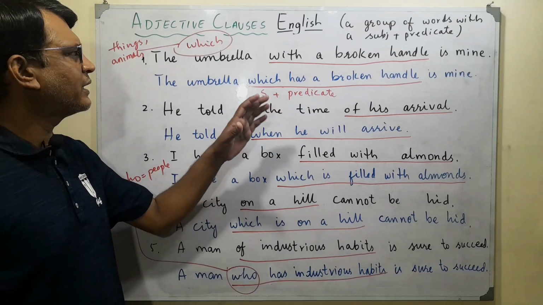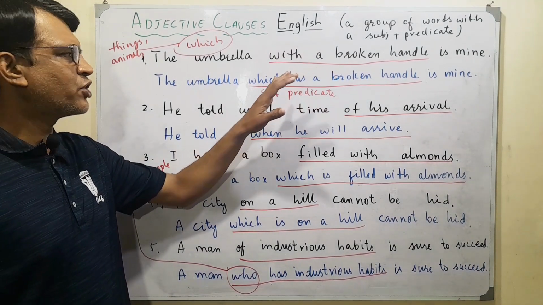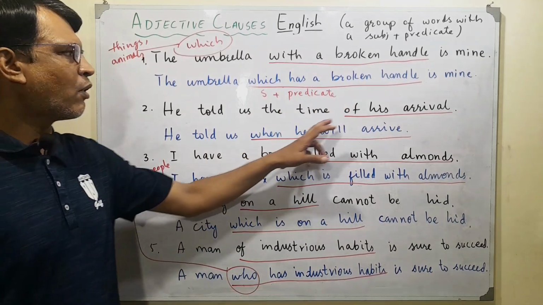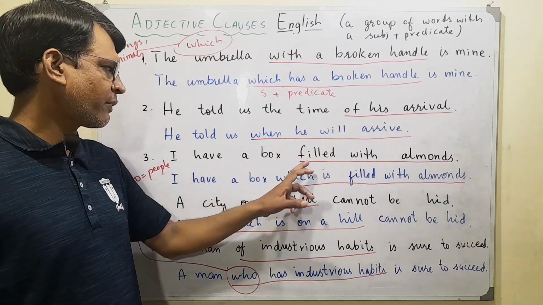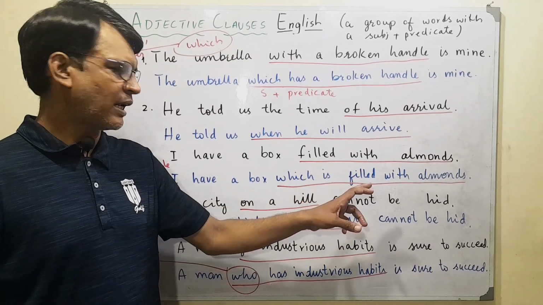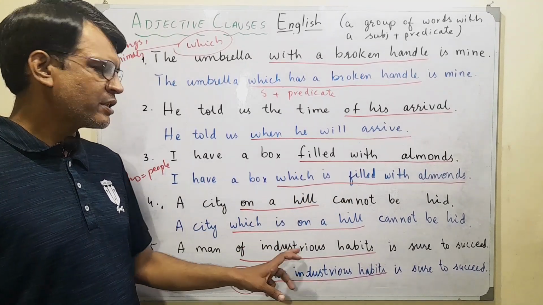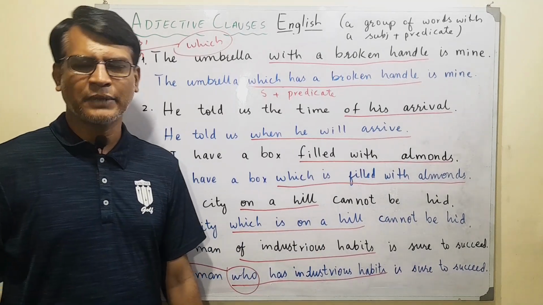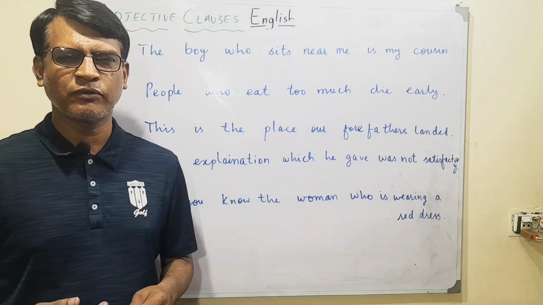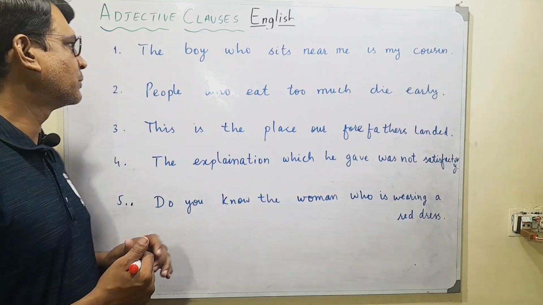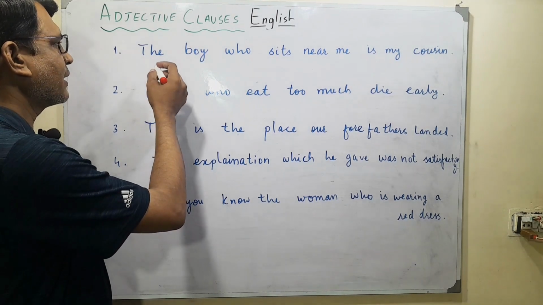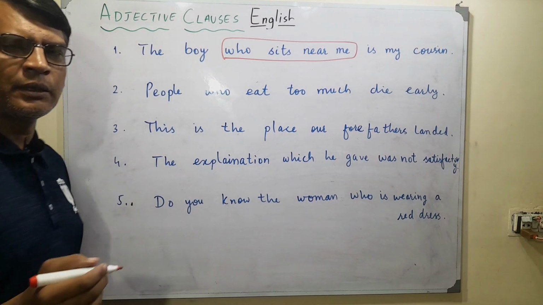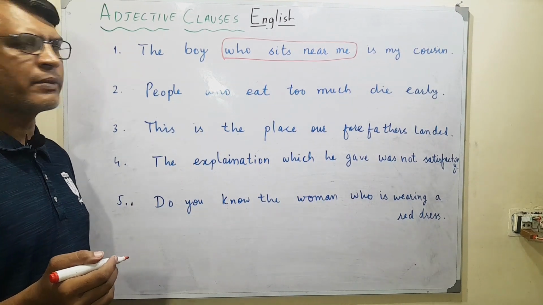Okay, so far we have seen that all the adjective phrases can be changed into adjective clauses: with a broken handle, which has a broken handle; of his arrival, when he will arrive; filled with almonds, which is filled with almonds; on a hill, which is on a hill; and of industrious habits, who has industrious habits. Well, let's see a few more examples of how adjective clauses are formulated. We have a sentence like: the boy who sits near me is my cousin.